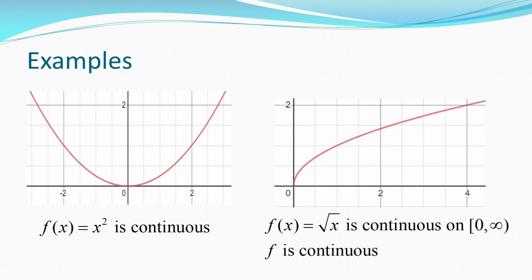Now, if you look at the square root function, it also has no breaks in it. So for that reason, you can say that the function is continuous. But that's because it's continuous on its domain. Sometimes we want to be a little bit more precise and we'll say it's continuous on this. So in this case, you would say that the function is continuous on the interval from 0 to infinity, including 0.